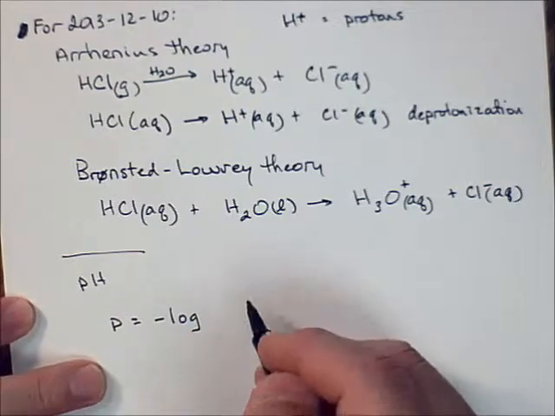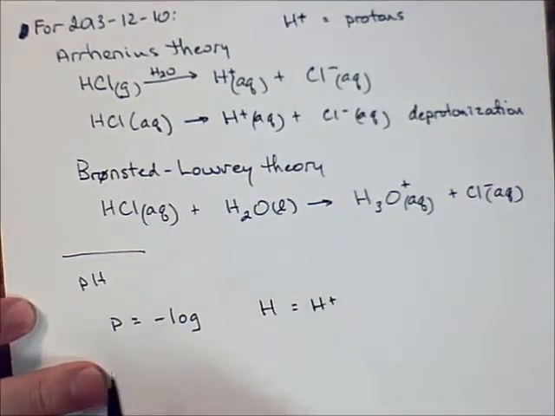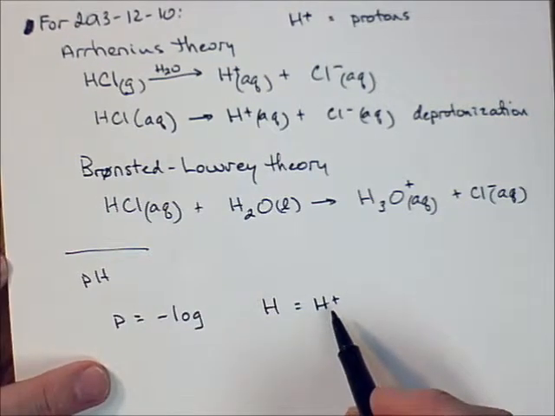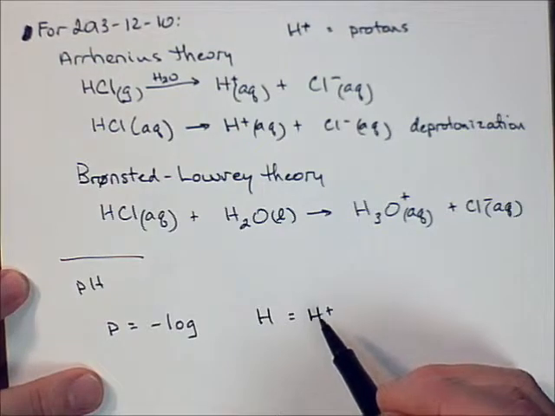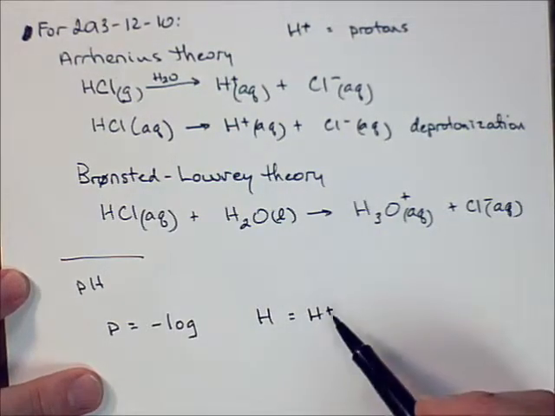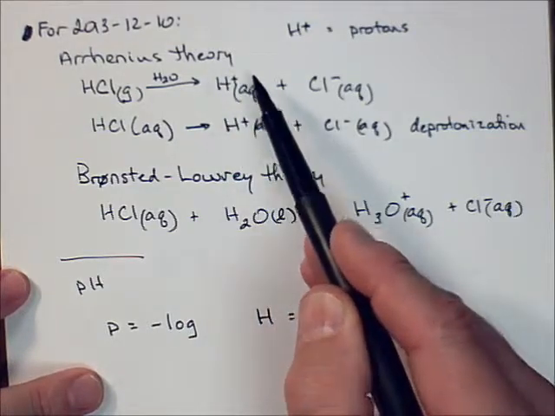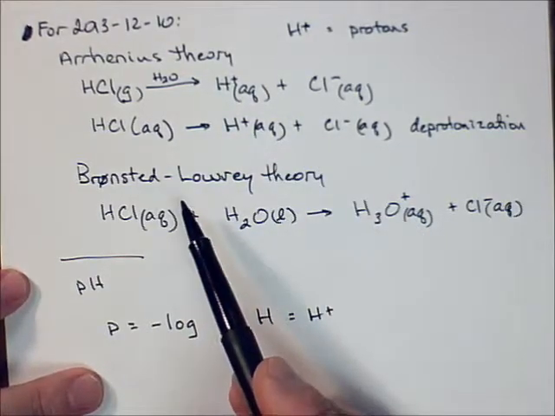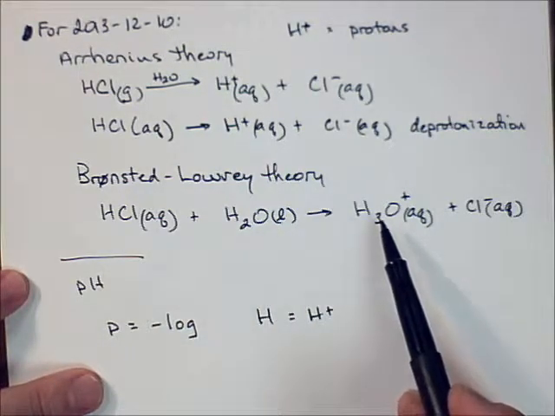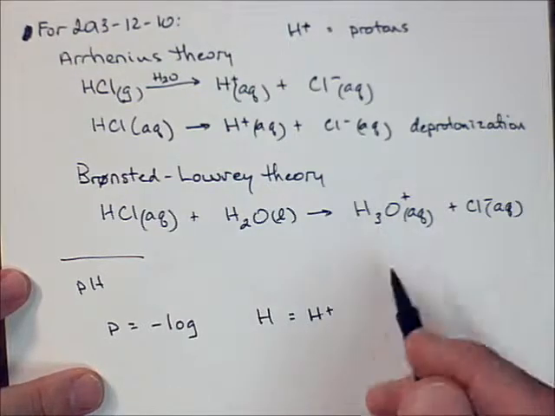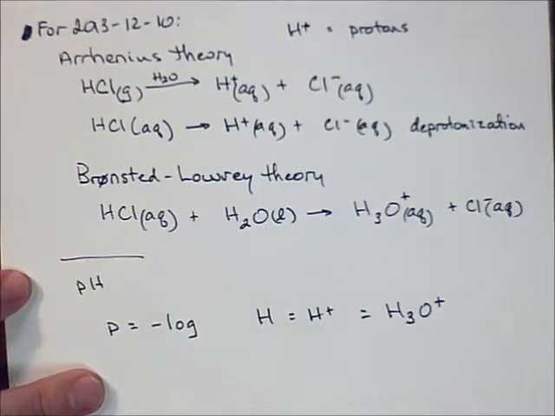Then the H part of the pH actually means the hydrogen ion concentration. And that's the molar concentration, and we'll talk about that in a minute. Now, in the Arrhenius theory, it'd be the concentration of the proton. In the Bronsted-Lowry theory, since the proton goes and joins up with the water and forms this, it's actually this.